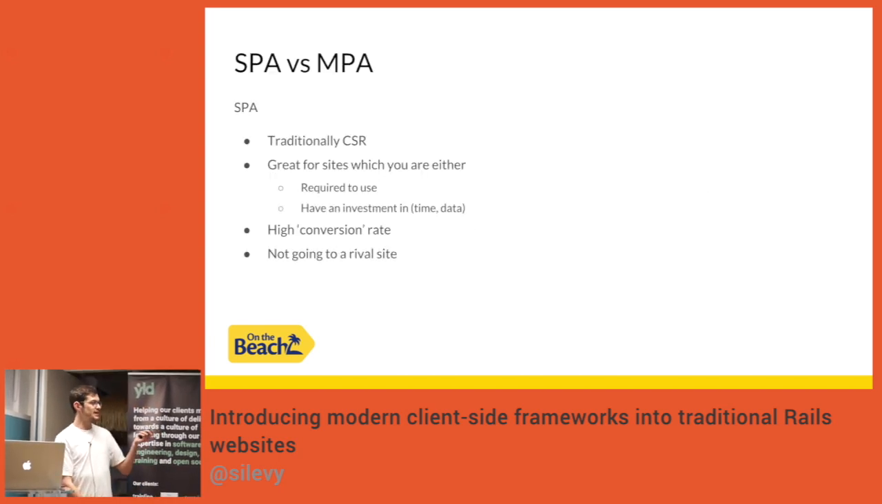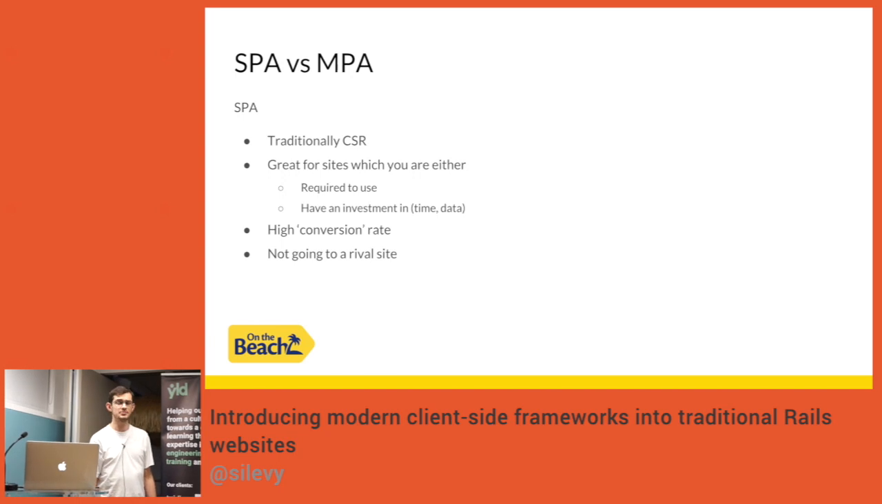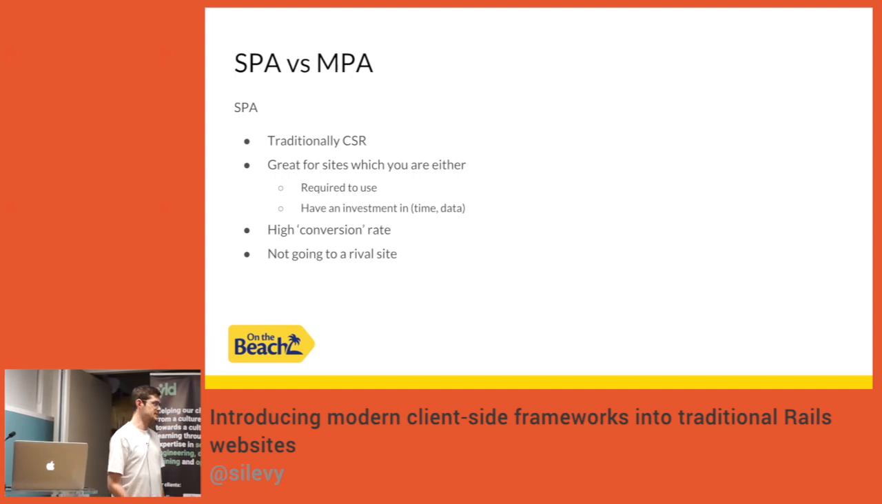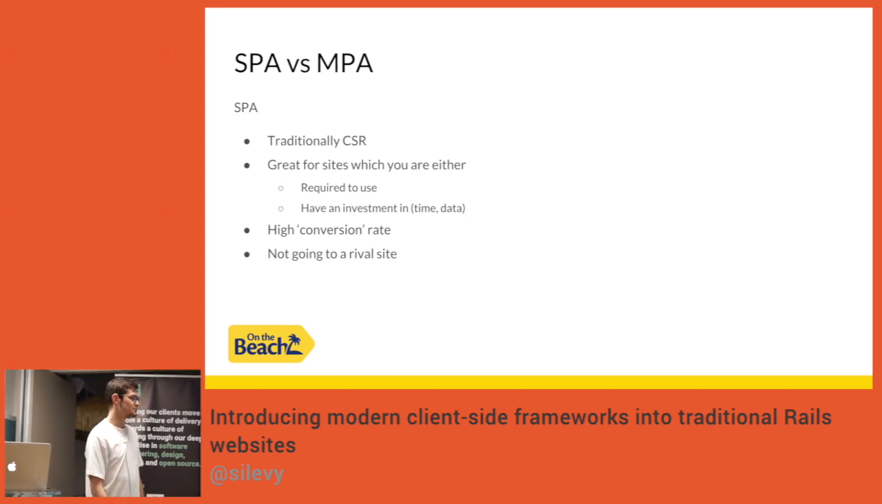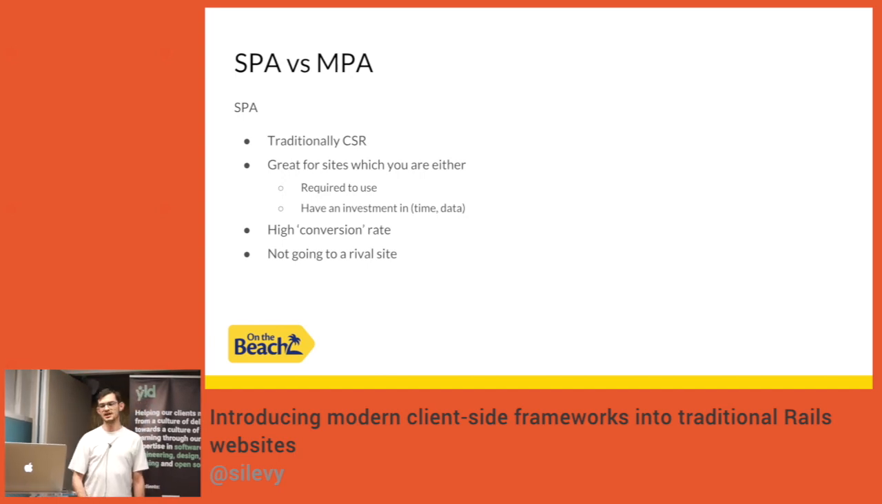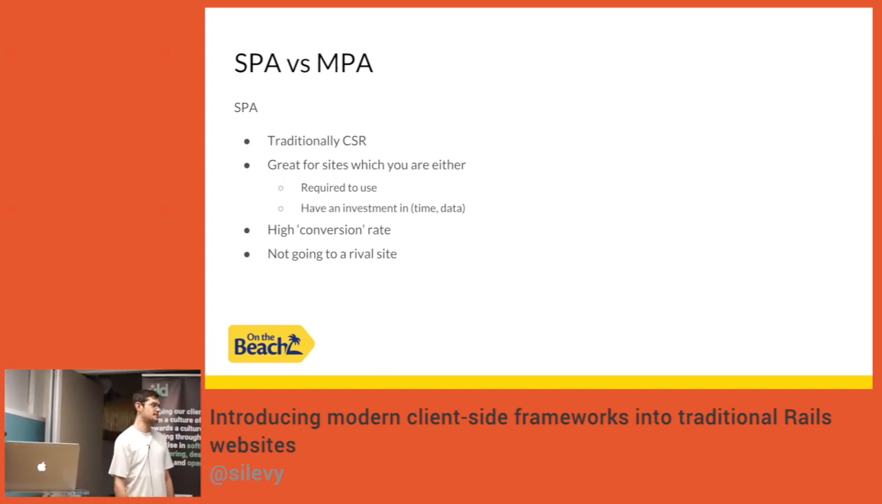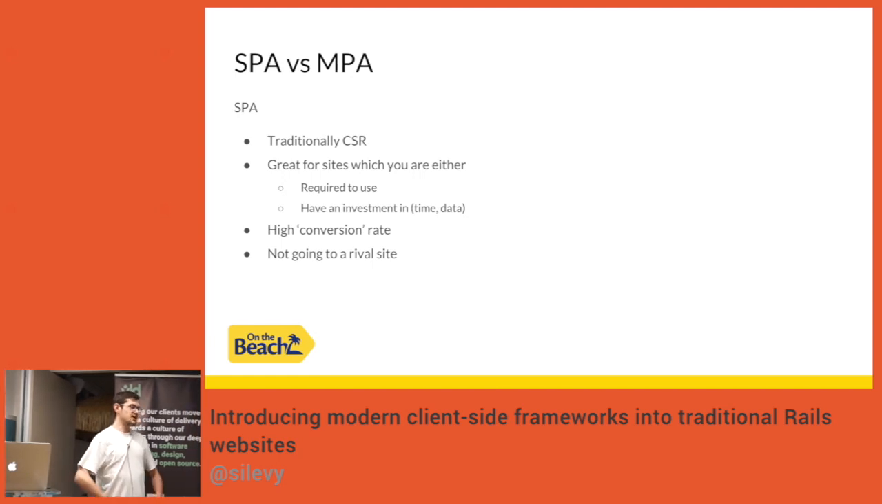So an SPA, something like Create React App, is traditionally client-side rendered; you don't get anything until your JavaScript's run. That's great for sites that you have to use, that your business requires you to use, or that you've got a big investment in. So things like Facebook, where you invest your data and your time, or Trello, where you might have lots of data. Because with sites like that, whenever you hit them, you're going to convert. You're going to spend lots of time doing things. You're going to write a post on Facebook, you're going to do something on Trello, and you're not going to go to a rival site because they don't have your Facebook account, for example.